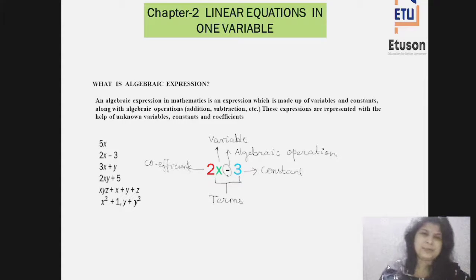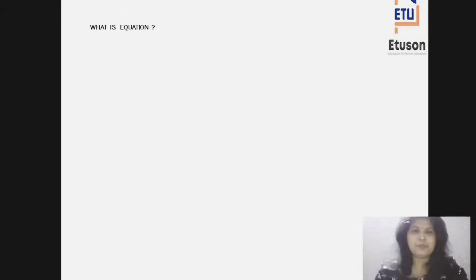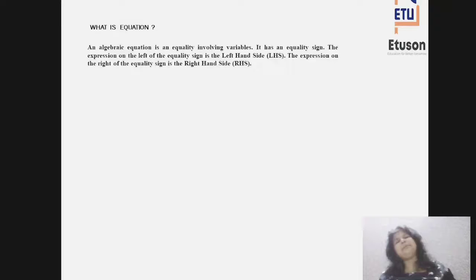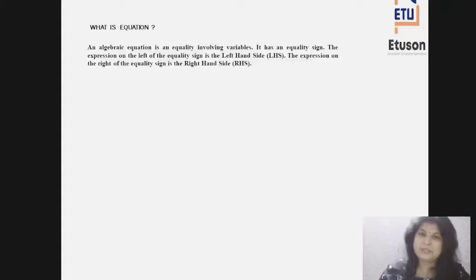So when in an expression there is only one variable involved, then that is called linear equation in one variable. Okay children? So now then comes what is equation. In the previous example, the algebraic expression which I have shown, there was no equality sign in it. When there will be one equality sign, then that becomes the algebraic equation. So what is an equation? An algebraic equation is an equality involving variable. It has an equality sign.